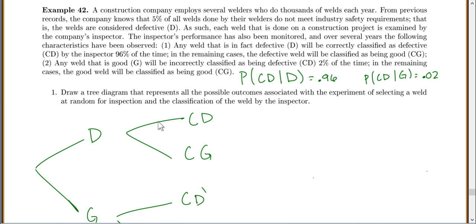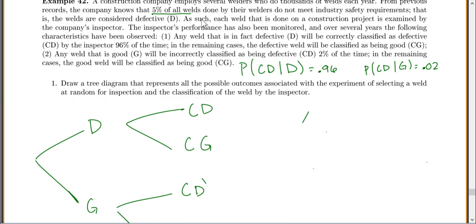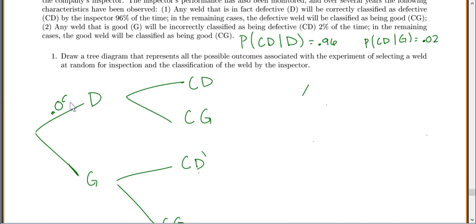So let's go back up. What's the probability of it being defective? We didn't write that down yet, but 5% of all welds are defective. So the probability of defective equals 0.05. So we have 0.05 and 0.95. Now we said the probability of it being classified as defective, if it is defective, is 0.96. So that means if it is defective, go along the defective branch. Classified as defective is 0.96. Now what's this branch? They're always complements. So if this is 0.96, you do 1 minus 0.96, which is 0.04.